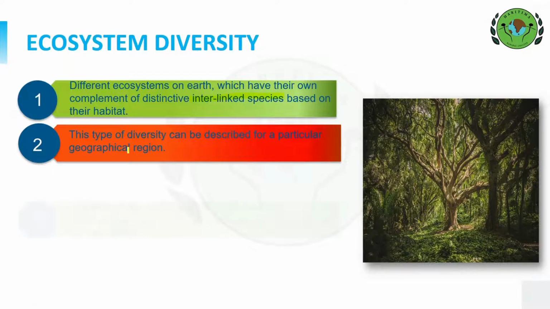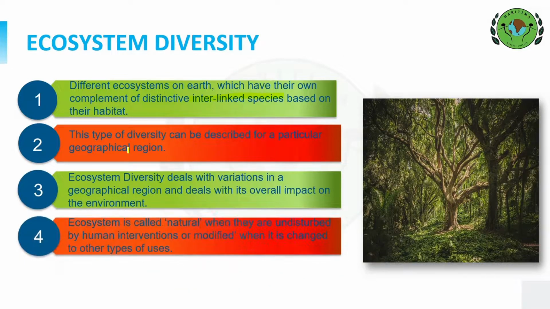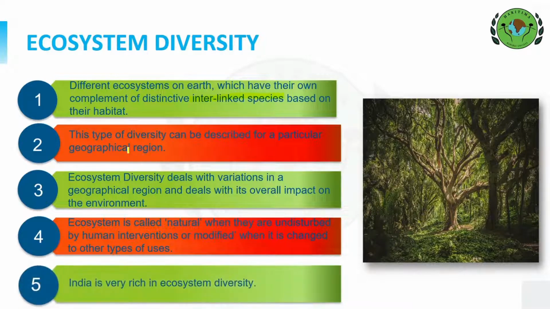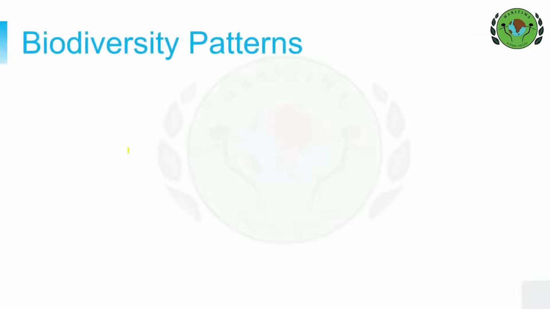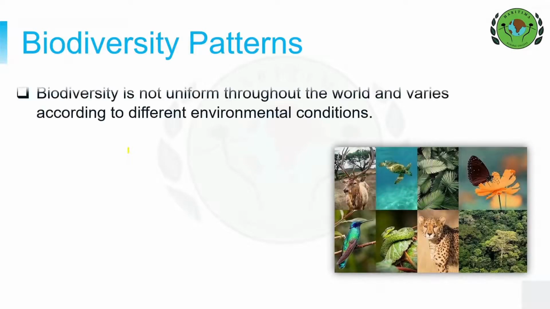An ecosystem is called natural when it is undisturbed by human interventions, or modified when it is changed to other types of uses. Our nation is very rich in ecosystem diversity. Different regions have different altitude, longitude, and terrain, and due to these differences, biodiversity is not uniform throughout the world. It is different for different places.